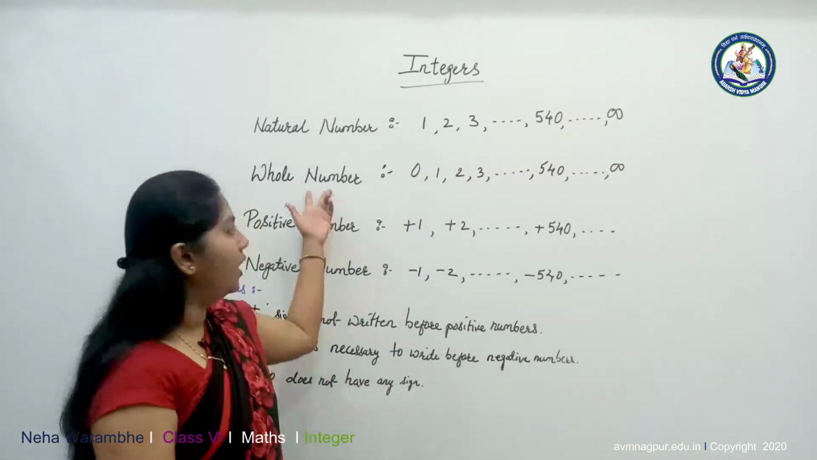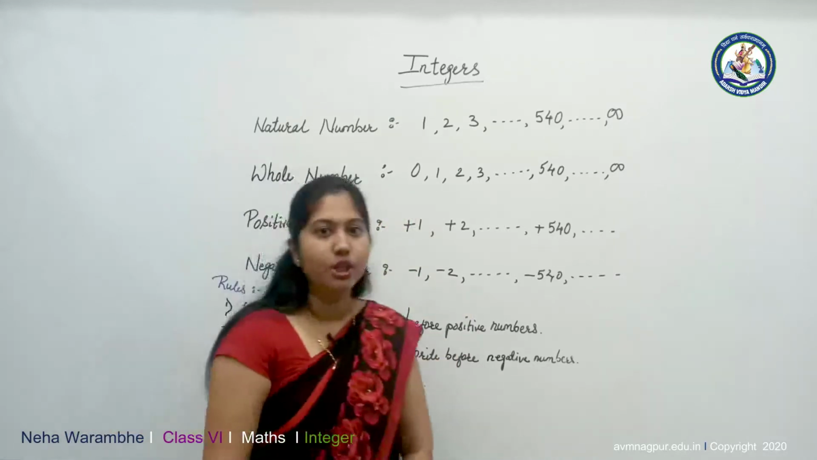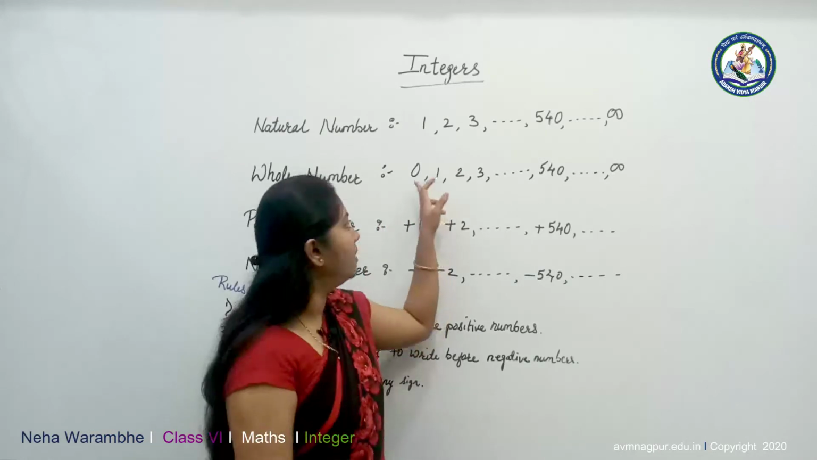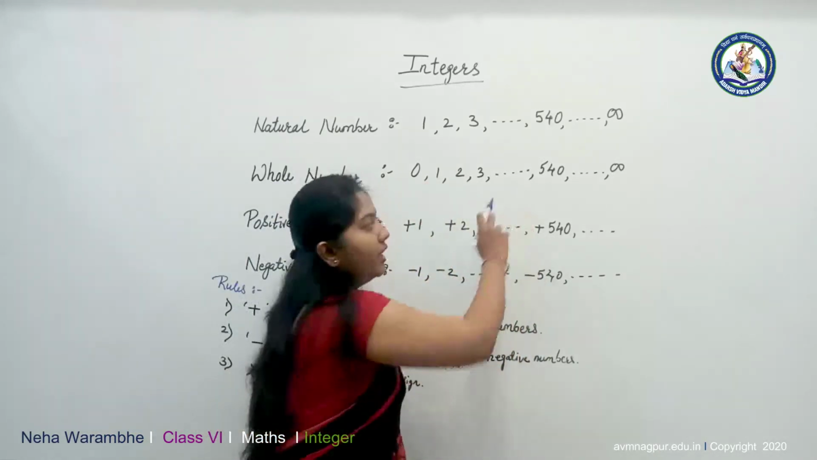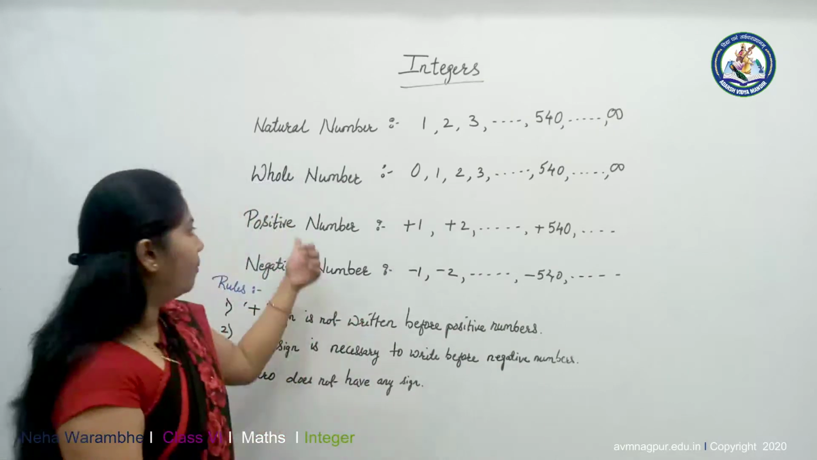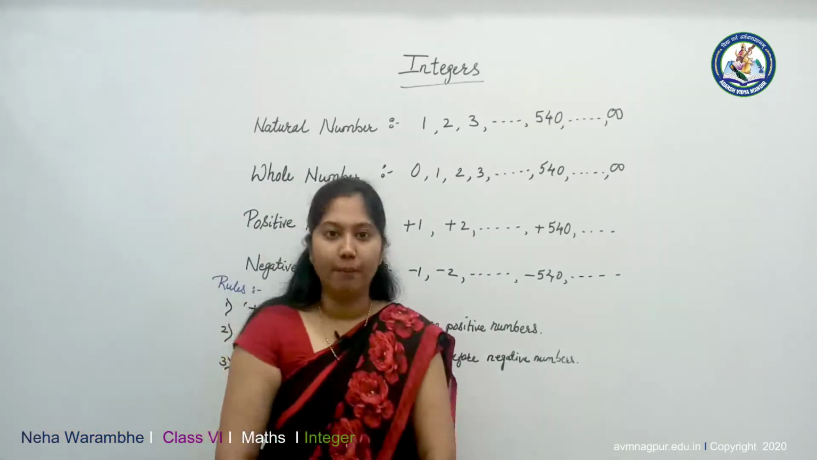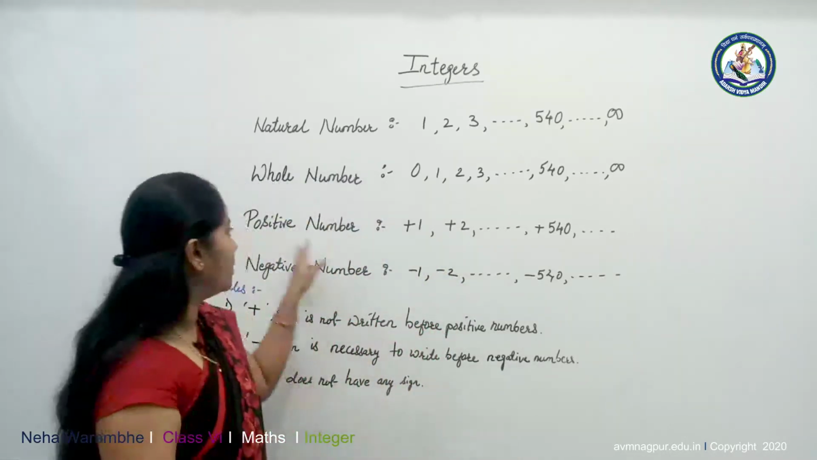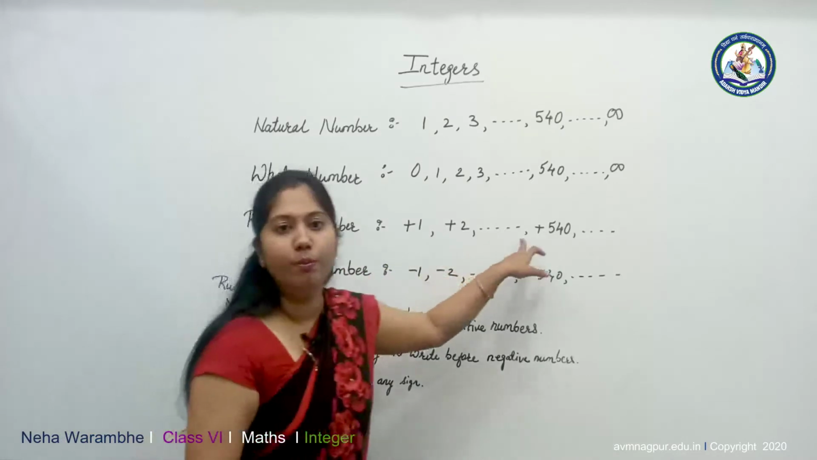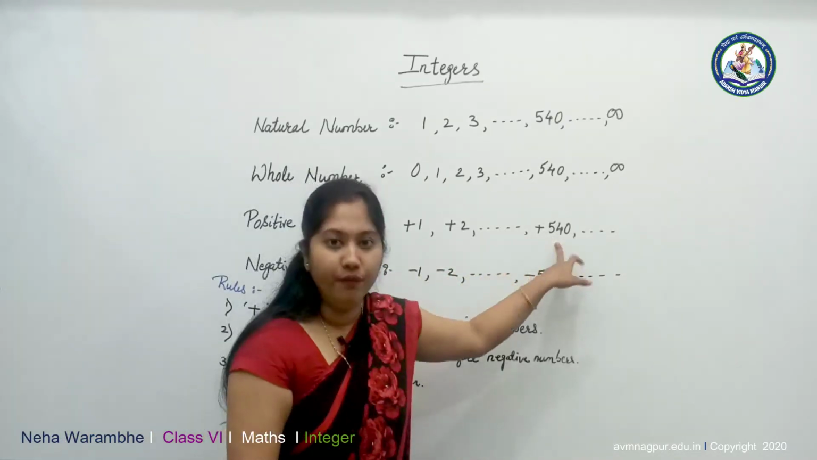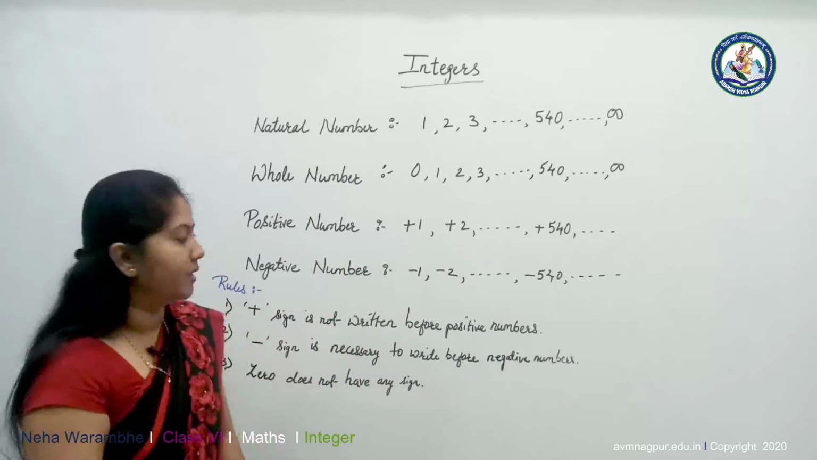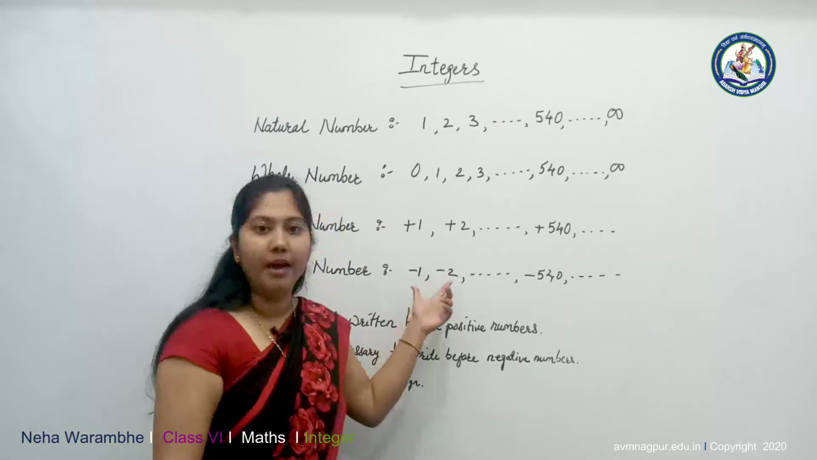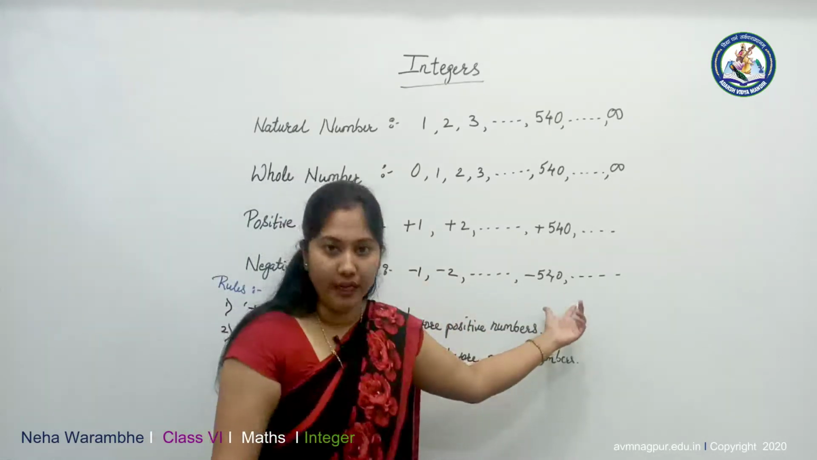Next is whole numbers. The set of all natural numbers along with 0 is called whole numbers, and the whole numbers start from 0, 1, 2, 3 till infinity. Next are positive numbers. The increasing numbers like 1, 2, 3, 4 above 0 are called positive numbers, that is plus 1, plus 2, plus 3 up to infinity. And the next is negative numbers.